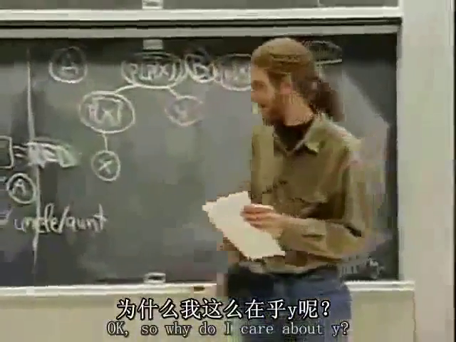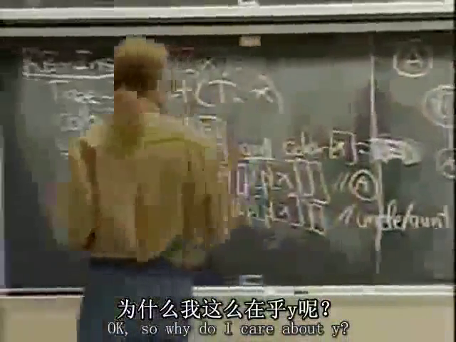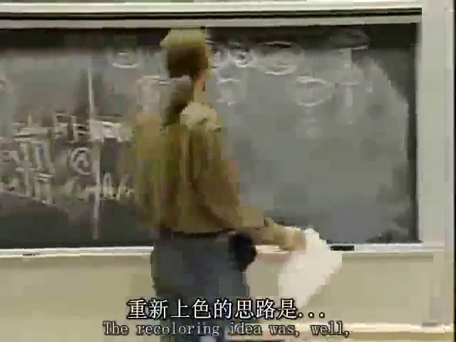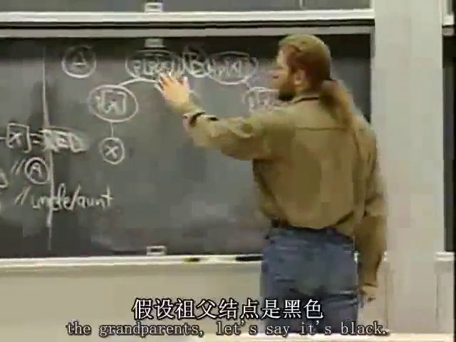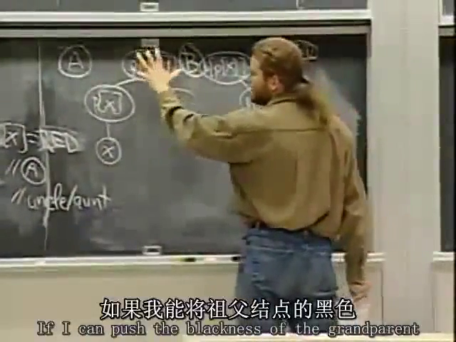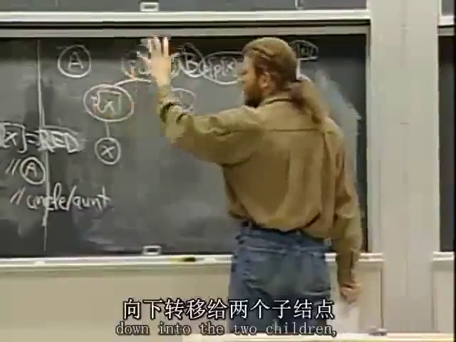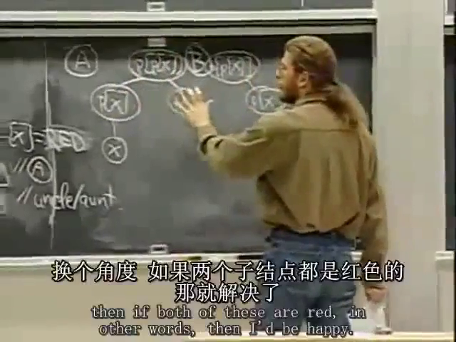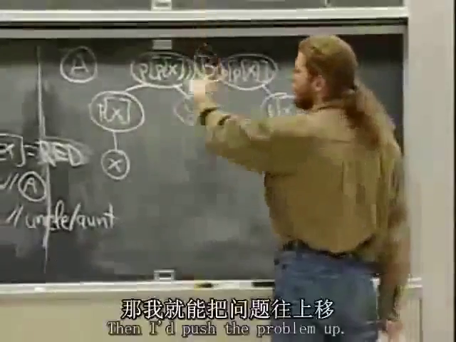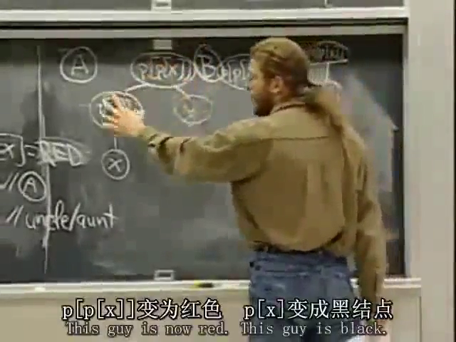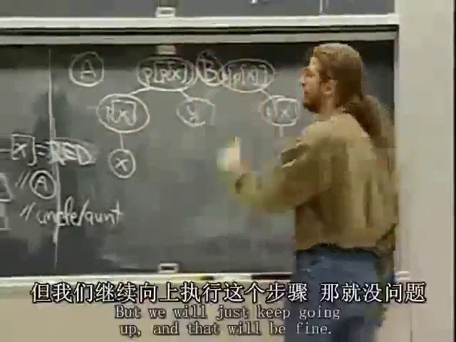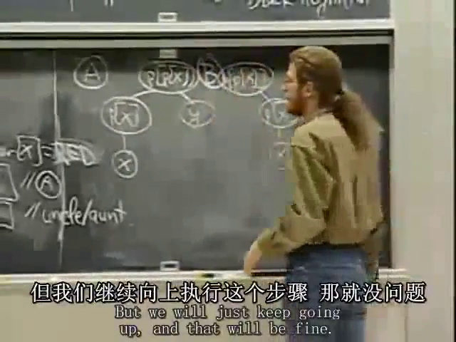All right. So why do I care about Y? Because I want to see if I can do this recoloring step. The recoloring idea was, well, the grandparent, let's say it's black. If I can push the blackness of the grandparent down into the 2 children, then if both of these are red, in other words, then I'd be happy. Then I push the problem up. This guy's now red, this guy's black, so these 2 are all right. This one may violate the great-grandparent, but we'll just keep going up and that will be fine.